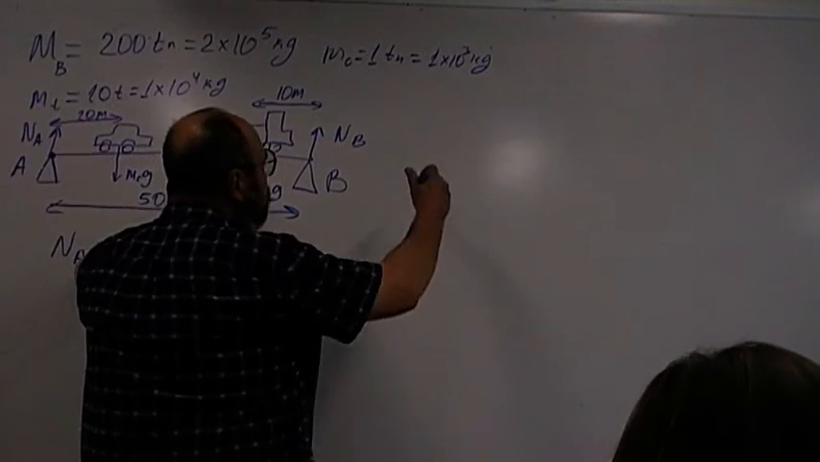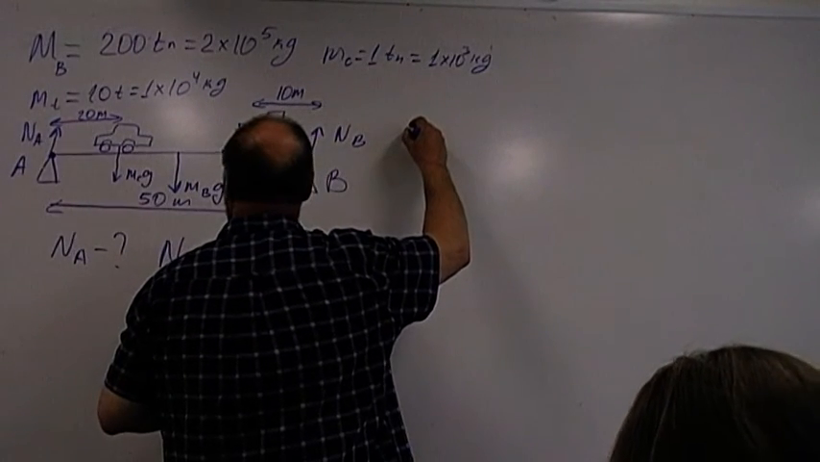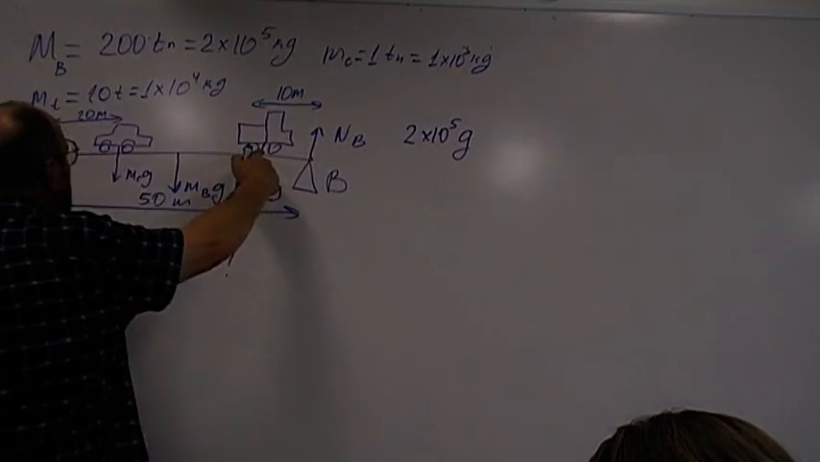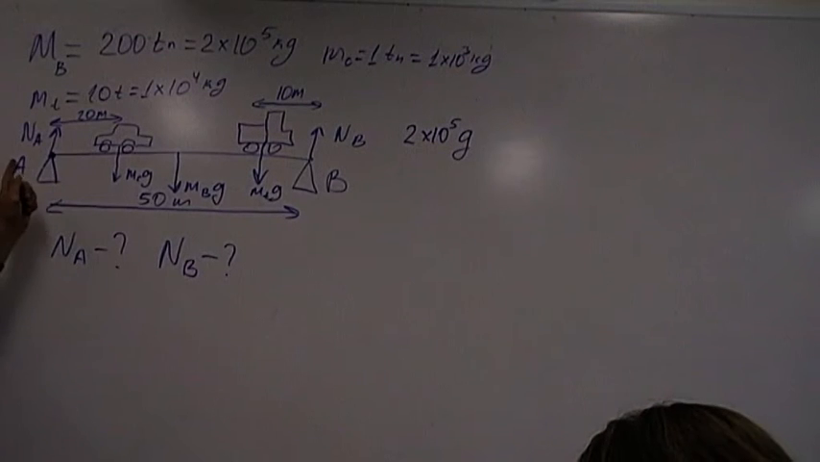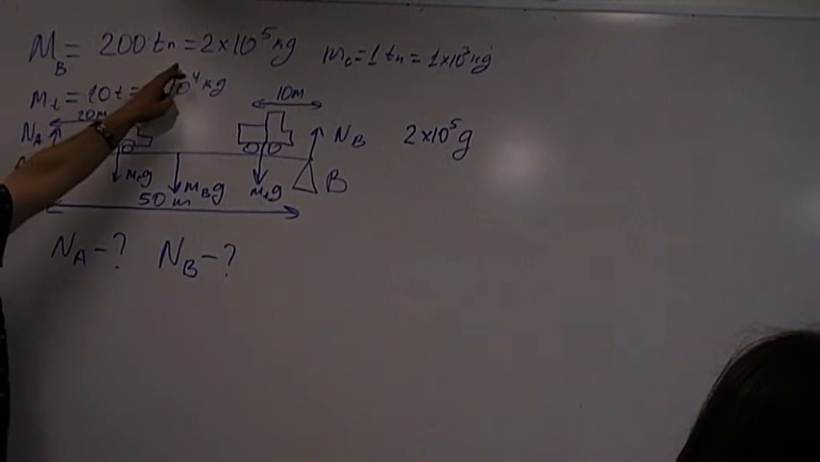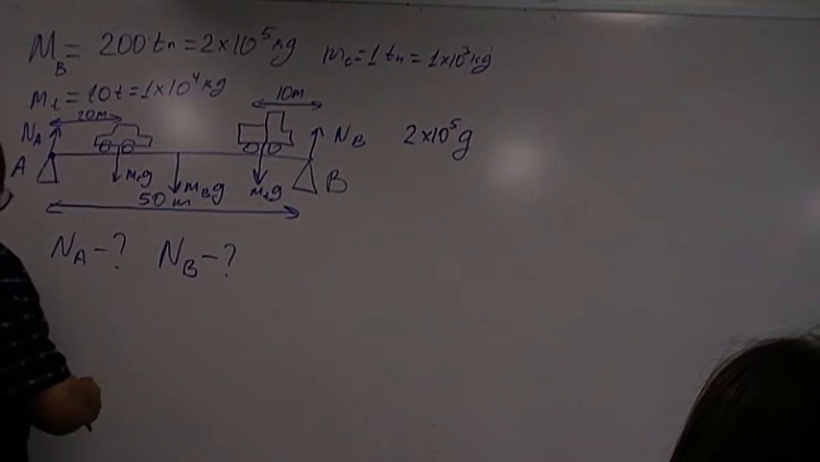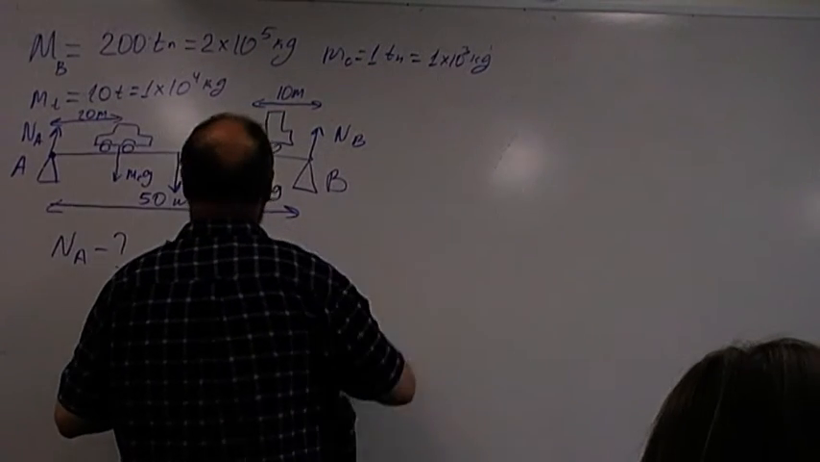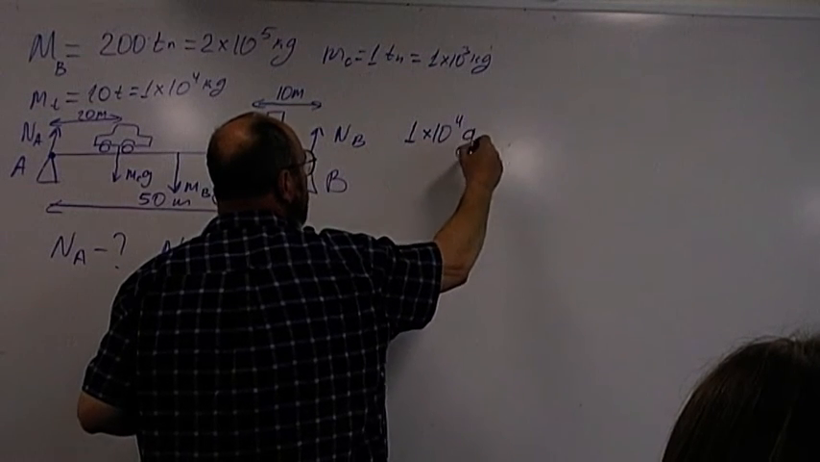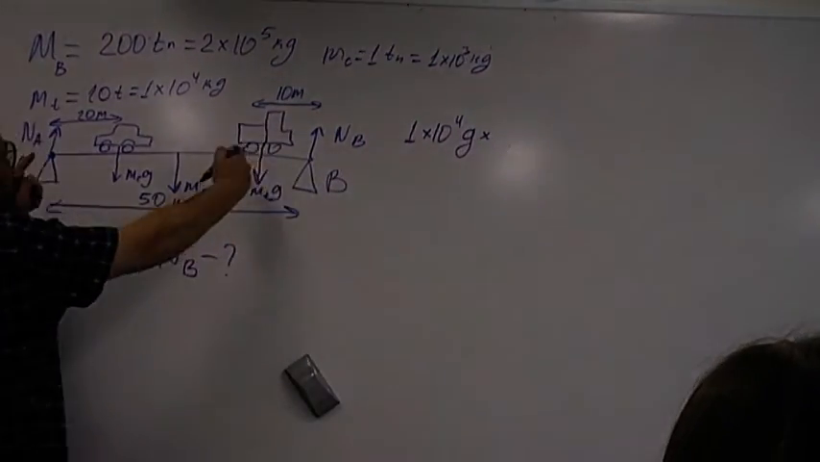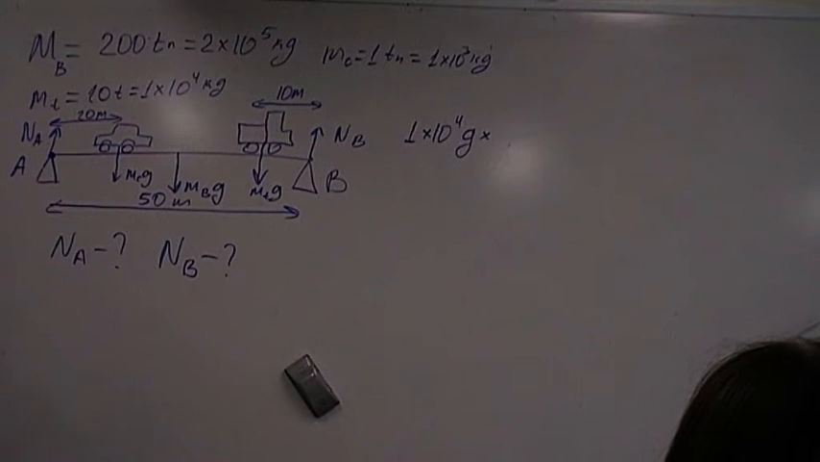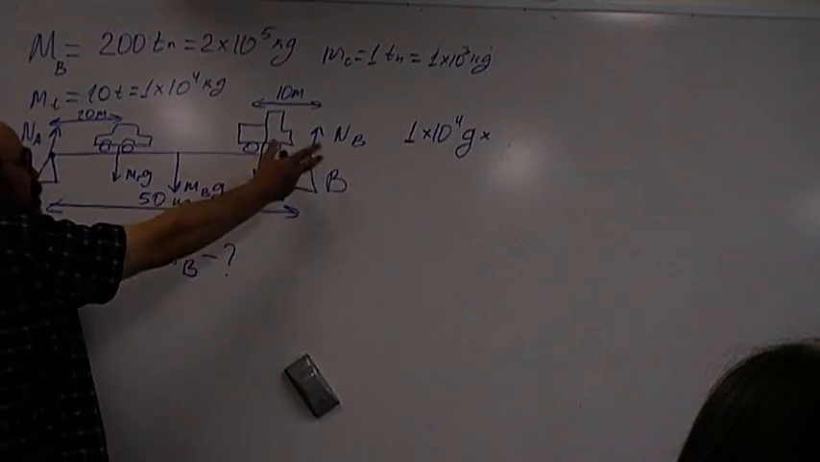So for this one we have 2 times 10 to the power of 5 G. Sorry, that's the mass of the bridge. The mass of the truck is 1 times 10 to the power of 4 times G times the lever arm to the truck. What's the distance from A to the truck? It's 50 meters minus 10, so it's 40.